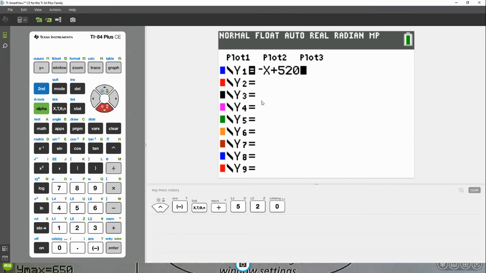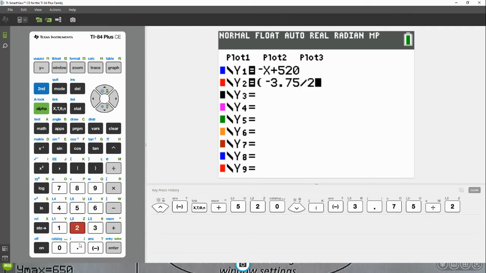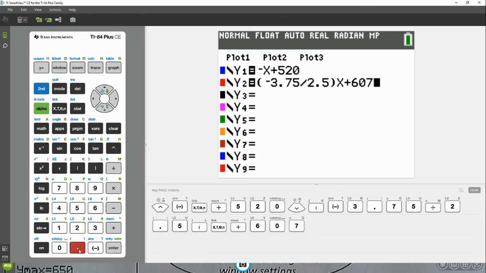Okay, and then I want to do the other equation, so down arrow, and my equation for that, now this one's a little bit trickier. I'm going to go open bracket because I have a fraction, negative 3.75 divided by 2.5, or you can put 2.50, close bracket. Okay, so that keeps the fraction as a fraction. That's my x value, plus 607.5. Okay, so there's my two graphs that I'm going to be inputting.